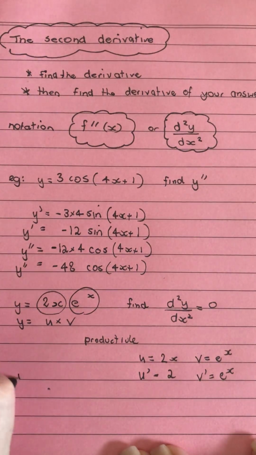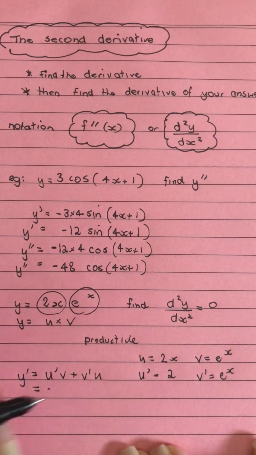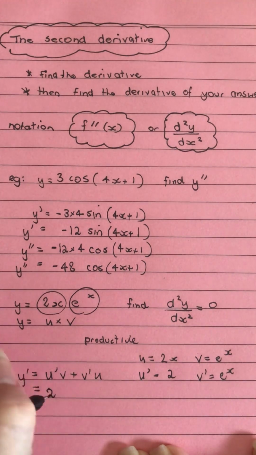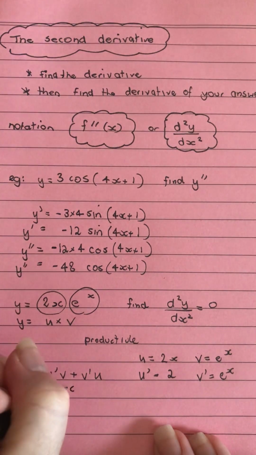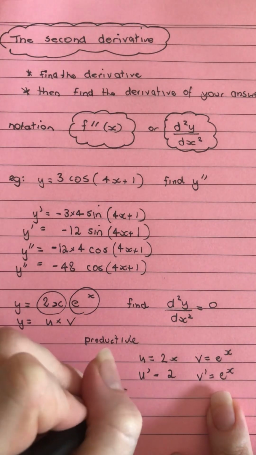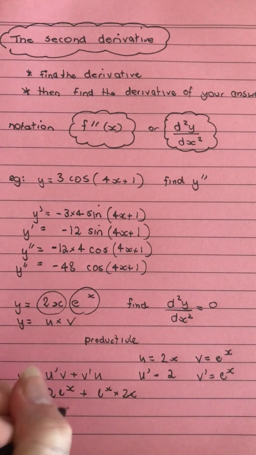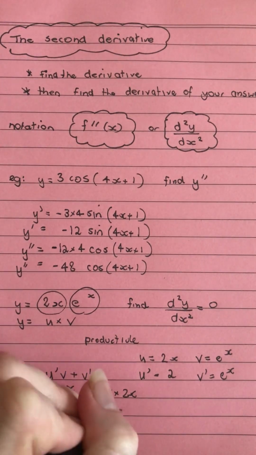So our derivative there is going to be u dash v plus v dash u. We'll pop them back in. So we've got 2 lots of e to the x plus e to the x times 2x. Then we can simplify that to 2e to the x plus 2x e to the x.